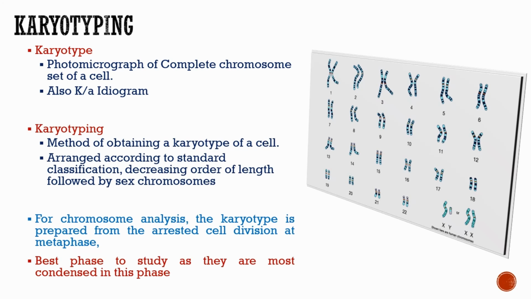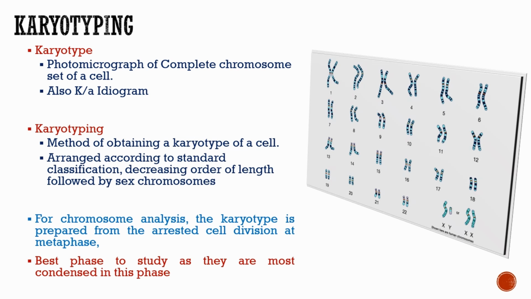It is a micrograph of the complete chromosome set of a cell. A karyotype is also known as an ideogram. Karyotyping is a method of obtaining a karyotype of the cell. It is arranged according to the standard classification in decreasing order of length, and at the end it is followed by the sex chromosomes.